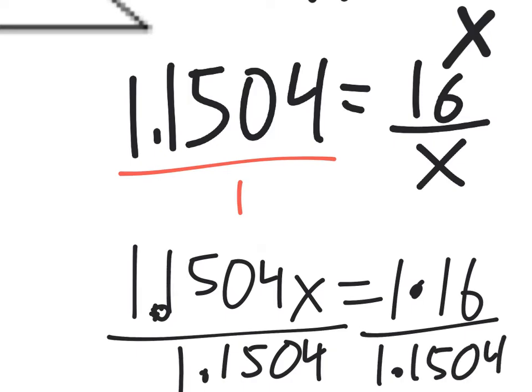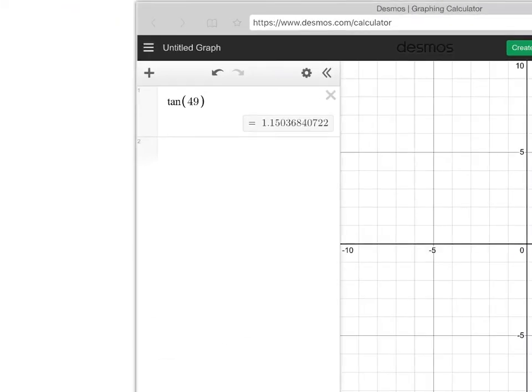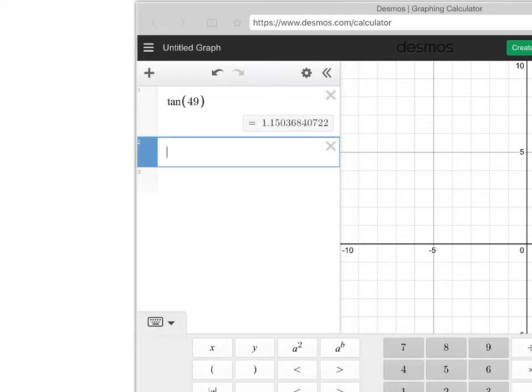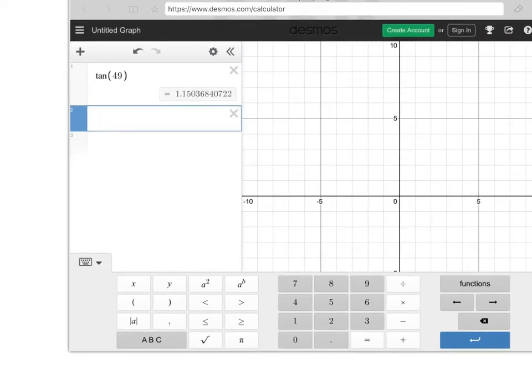All right, and so we go down to our calculator. Now we're going to take 16, because 1 times 16 is 16, divided by that. So we have 16, let's zoom here. There we go. 16 divided by 1.1504. And that gives us 13.9082.